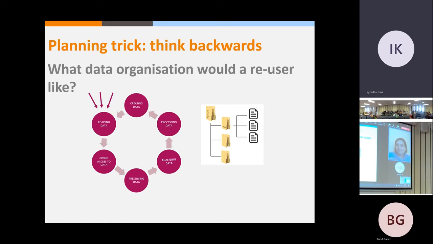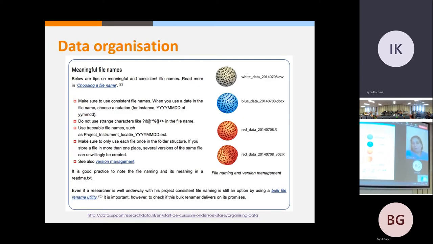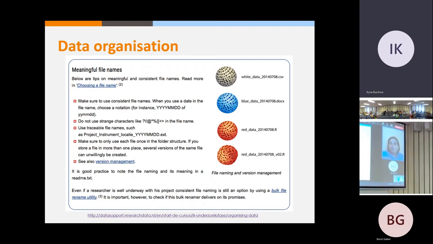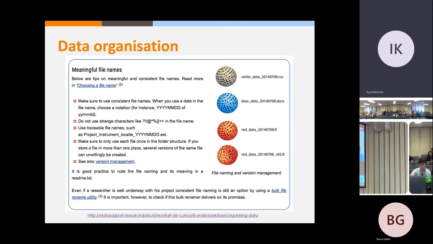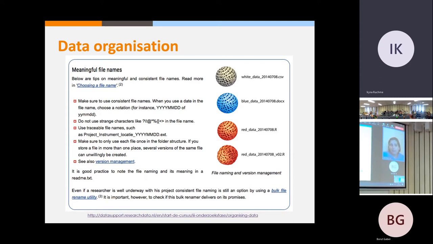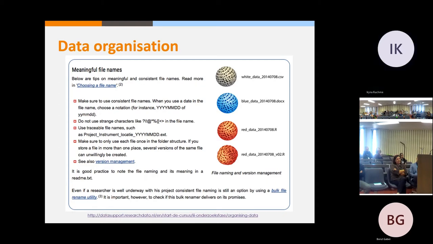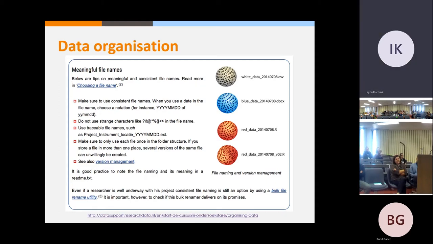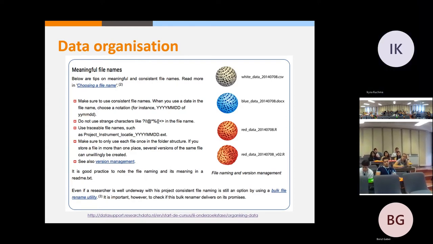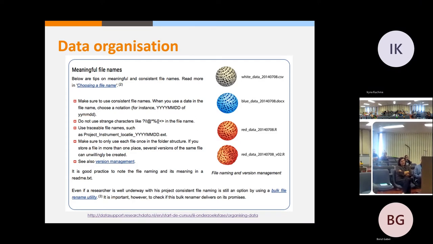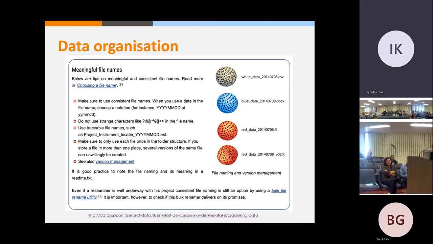So having clear file folder structures helps. It also helps when you give meaningful and consistent file names to your files. So for example, you could use year, month, date. Try not to use strange characters. Try to give clear names to files. For example, if you worked with specific instruments, a file name could be project, instrument, location, date, which is like year, month, date, and then a file, and this would help you when you're doing research now, and it would also help you if you want to go back to the results of your research.